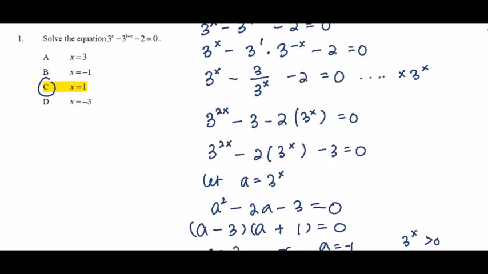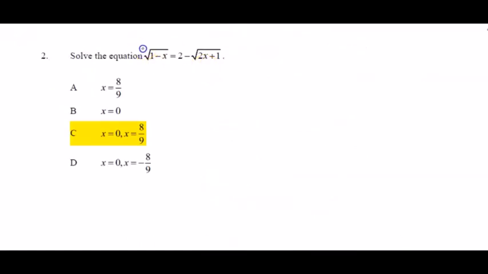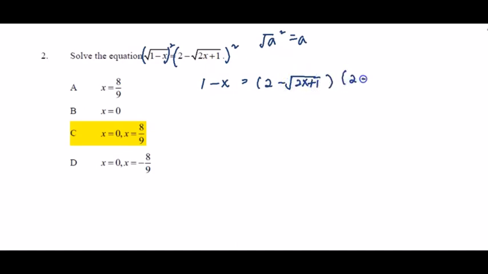All right. For this question, I'm going to square both sides in order to eliminate the square root. So you get the square root of 1 minus x multiplied by the square root of 1 minus x, that we will have 1 minus x, because the square root of a squared gives a. Now the right side you get 2 minus the square root of 2x plus 1.